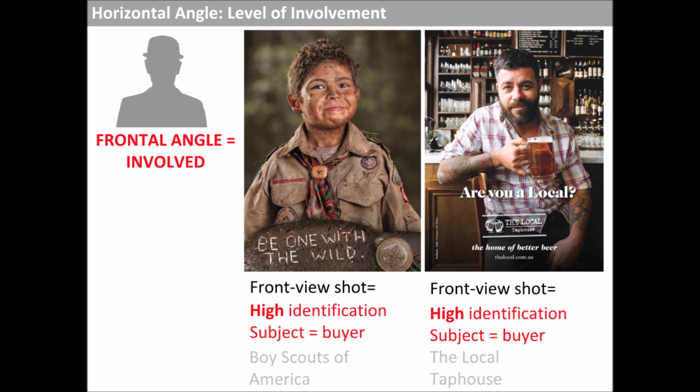Here are 2 ads that both feature a front view shot. One is for the Boy Scouts of America and reads, "Be one with the wild," and the other is for a bar called the Local Tap House and reads, "Are you a local? The home of better beer." The horizontal angle in both images is frontal.